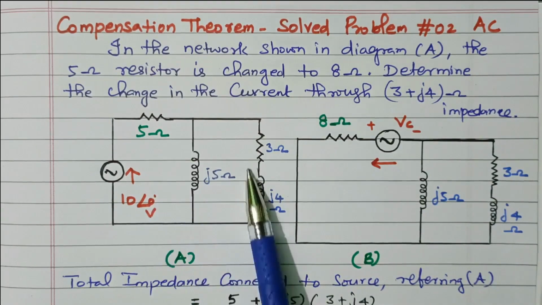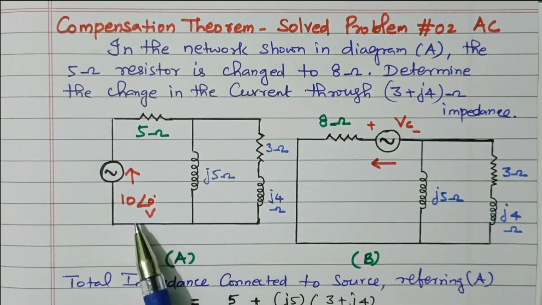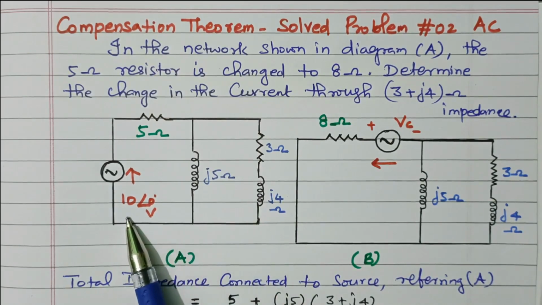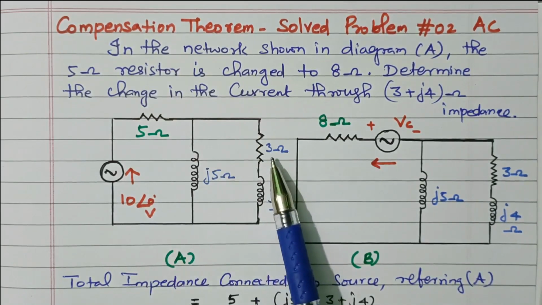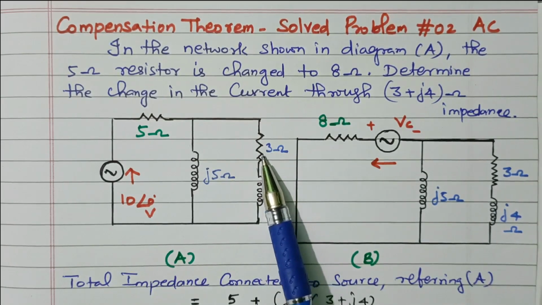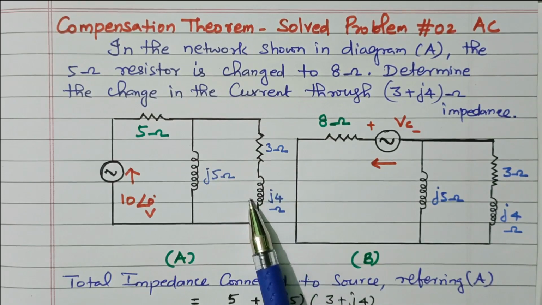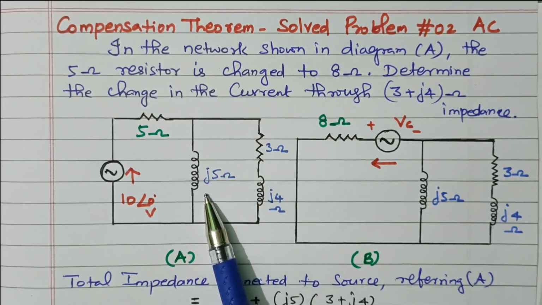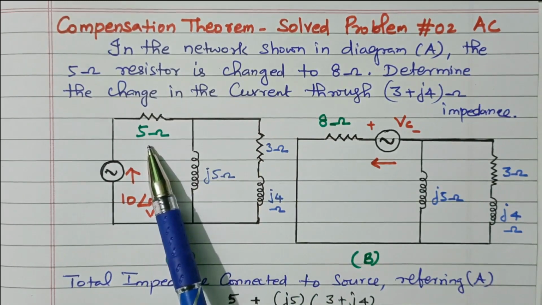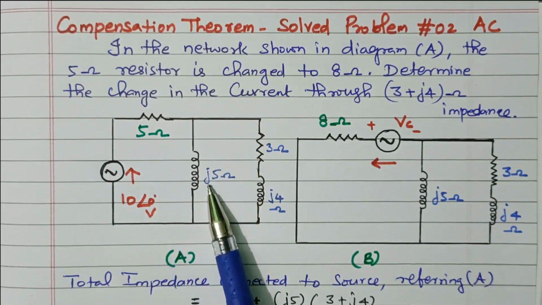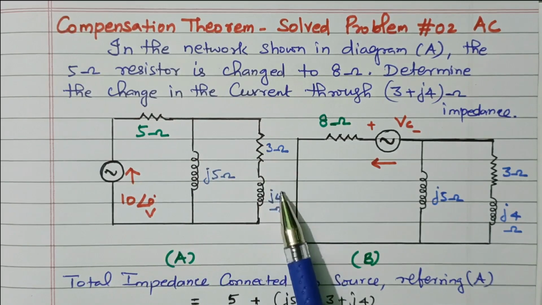What is the current flowing through this network A? I equal to V by R, right? What is the R value? These two are connected in series, this 3 ohm resistor and inductor. That is in parallel with this J5 ohm inductor. That is in series with this 5 ohm resistor, right? So 5 plus J5 into 3 plus J4, right?